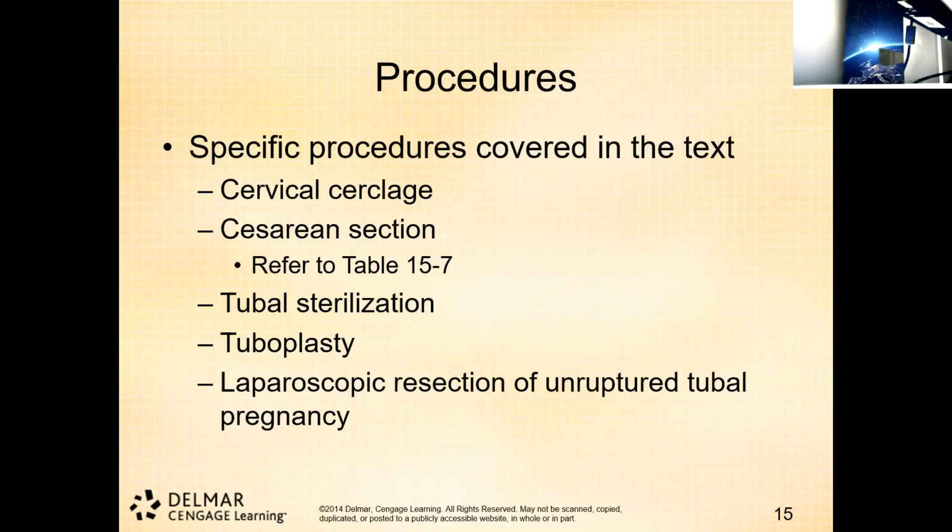Other people might refer to it as cervical cerclage. You have cesarean section, tubal sterilization, or the reversal for tubal sterilization, which could be a tuboplasty. You have laparoscopic resection of unruptured tubal pregnancy that could also be done in there as well. And we'll talk about some of these things shortly.